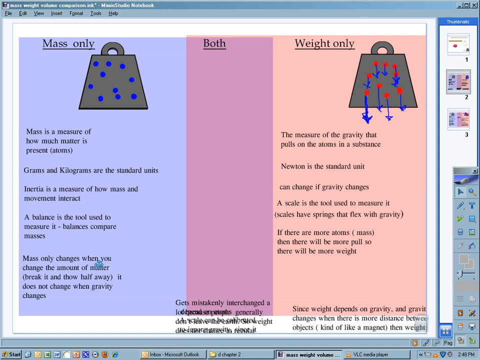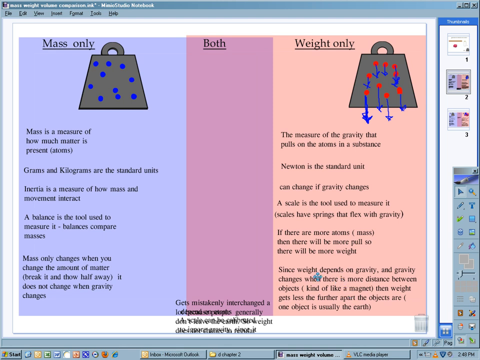Mass only changes when you change the amount of matter that you have. So if you break it and throw half away, you've changed the amount of matter, so you've changed the mass. If you eat, then you are putting matter into your body, and that's how you gain mass. You have more atoms in your body. It doesn't change when gravity changes. So if I take this weight to the moon, it's going to have the same mass, because mass only changes when you change the amount, not when you change gravity.